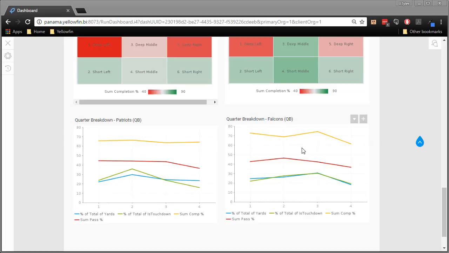I mean, Matt Ryan had a great season. 72% average, he averaged 70%, crazy. Across all quarters pretty consistently. The only thing I notice here is that in the fourth quarter, all the Falcons' lines are heading down. They kind of tail off.